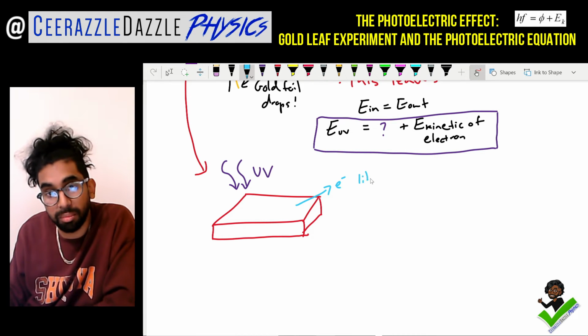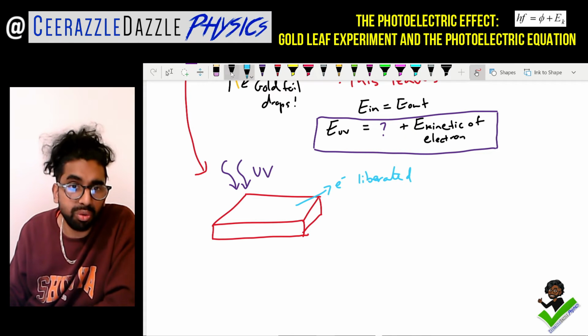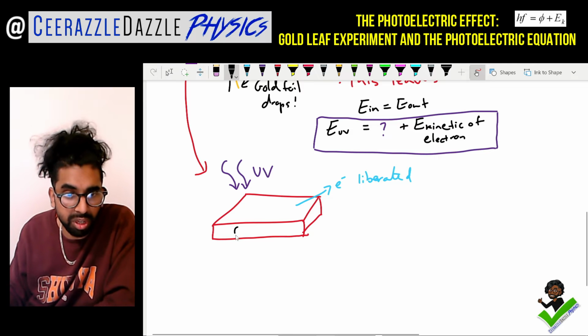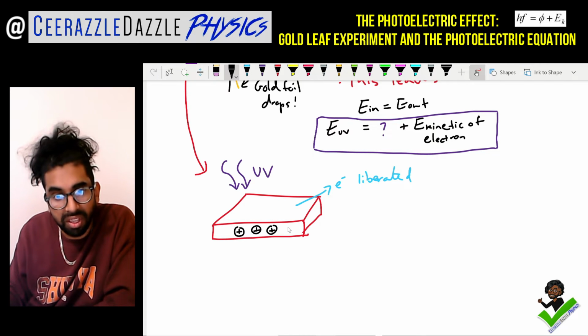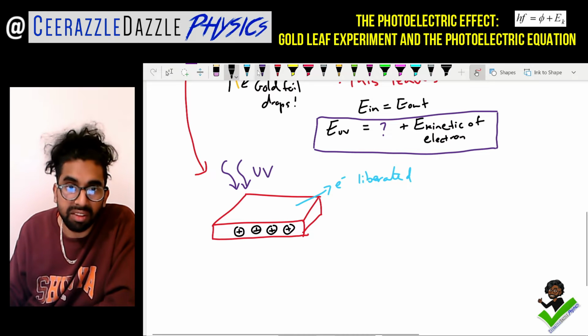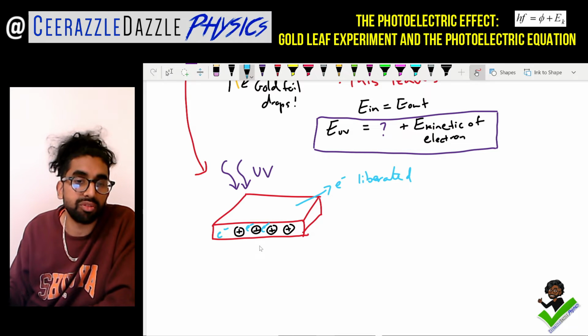Electrons are liberated over here from the metal surface. Right, so let's draw what's inside the metal. We should remember that inside the metal there are positive ions over here. Here are my positive ions. And I've got a sea of free electrons. My electrons, e minus stands for electron. I've got other electrons here, so I've got loads of electrons here.